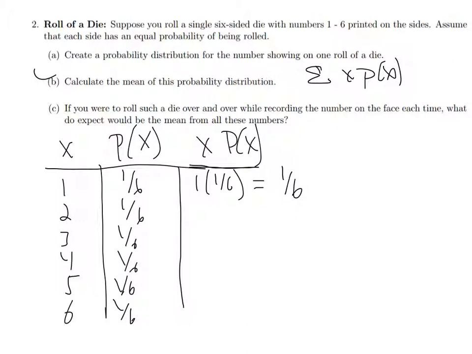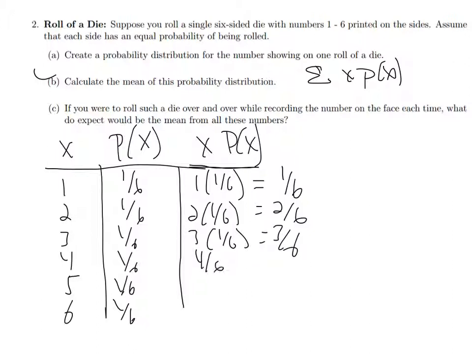For the next one, I'm going to multiply 2, because that's our x, times the probability of rolling a 2, which is the 1/6. So 2 times 1/6 is 2 out of 6, which reduces to 1/3, I know, but I'm going to keep the denominators the same, because we have to add them in the end. So the same thing, then I'm going to do 3 times 1 out of 6, so 3 out of 6, and then 4 out of 6, 5 out of 6, and 6 out of 6.